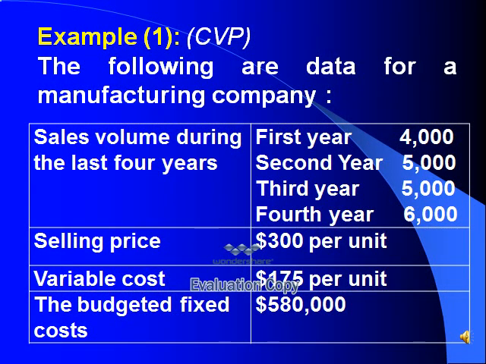Example 1 in page 40. The following are data for a manufacturing company. Sales volume during the last 4 years are first year 4,000, second year 5,000, third year 5,000, fourth year 6,000, selling price 300 per unit, variable cost 175 per unit, the budgeted fixed cost 580,000.